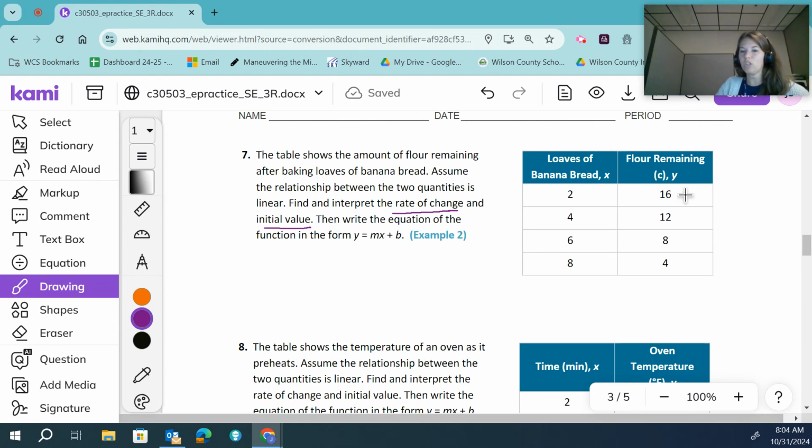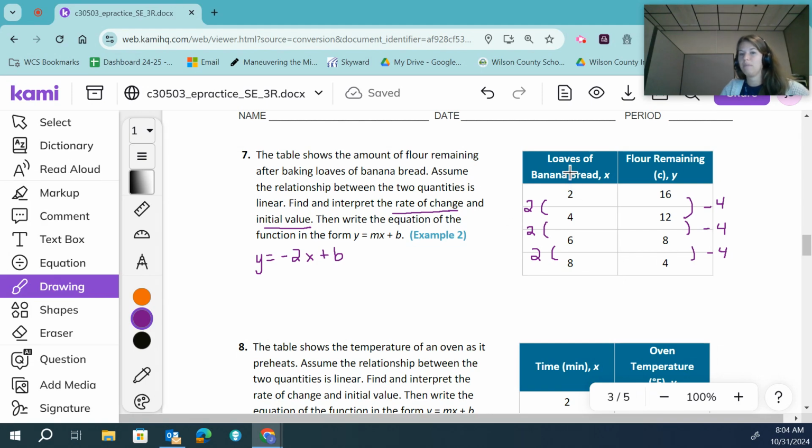Okay, so my rate of change, 16 down to 12, this is negative 4 because we are decreasing, so it's going to be a negative. And this side here, it is increasing by 2 all the way throughout. And negative 4 over 2 simplifies to negative 2. So I have y equals negative 2x plus b.